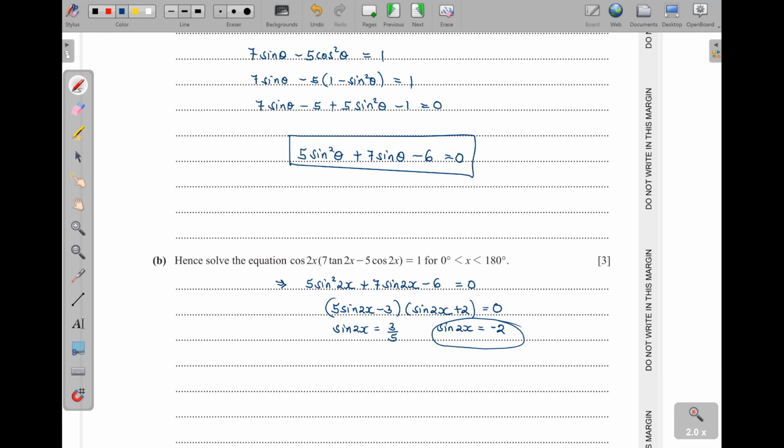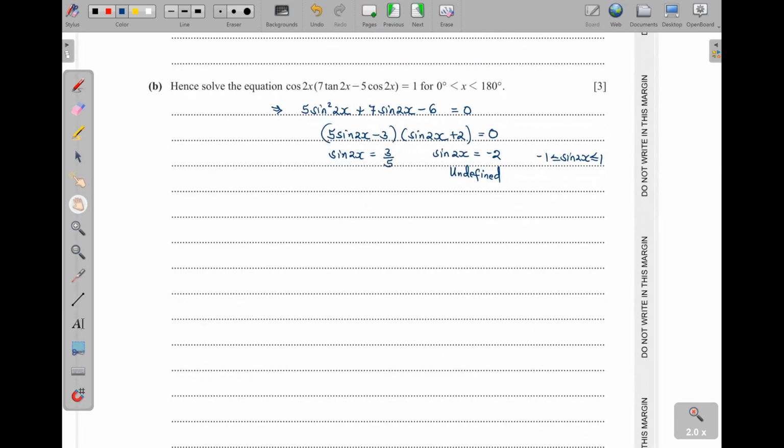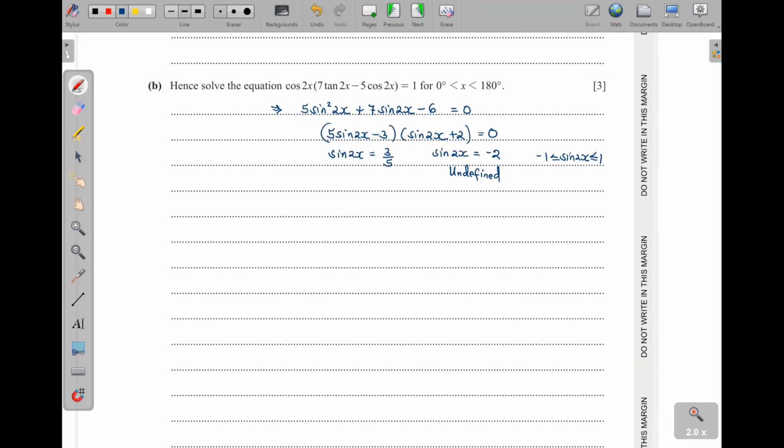When I take the arc sine of this one, the calculator will give me a math error, because sine does not go beyond 1, and neither does it go beyond negative 1. So its minimum value is negative 1, and its maximum is 1. So here we don't have any solution. So this is undefined.